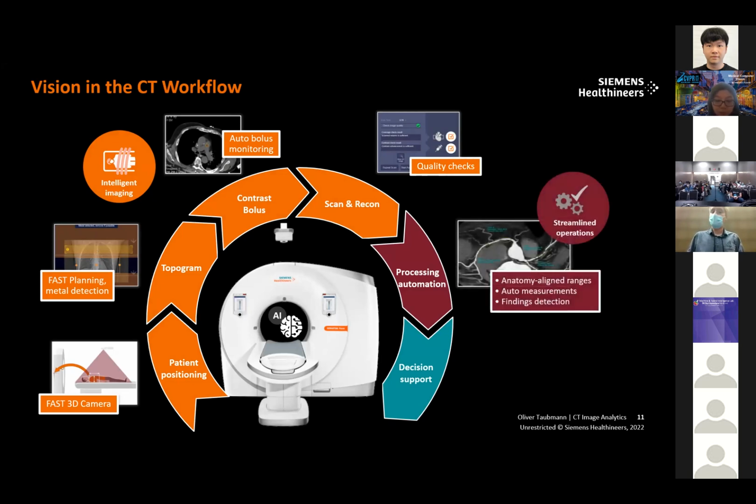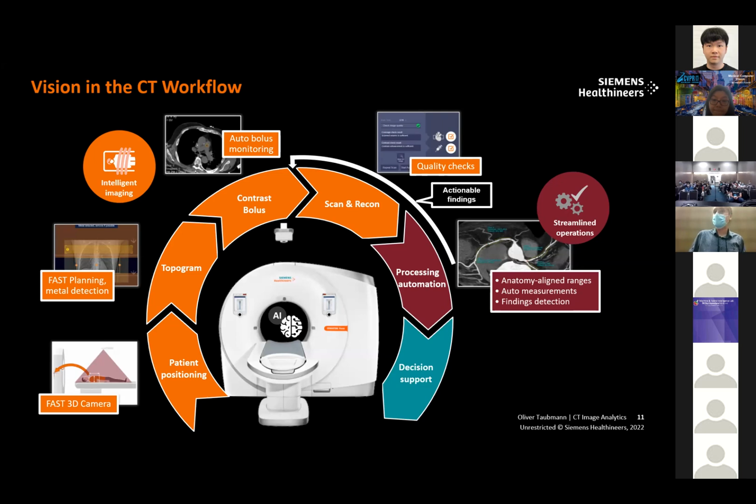First of all, reformatting to align the axis with the anatomy instead of just having scanner coordinates. And then of course, any kind of automatic measurements of organs or other anatomic structures. And then of course, findings detection. And some of these findings, they can even influence what we want to do with respect to the scan workflow.